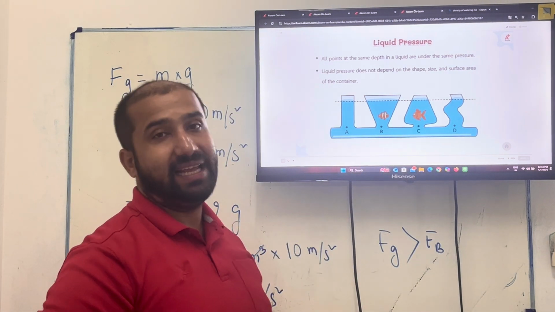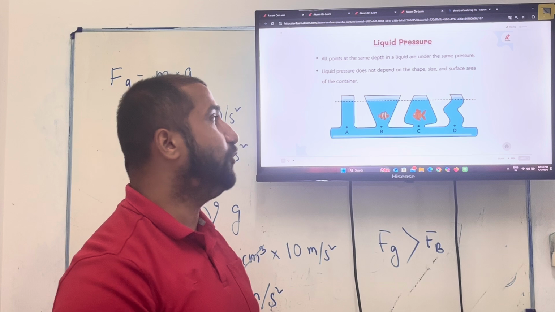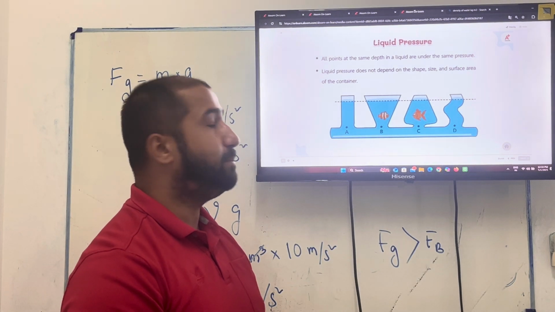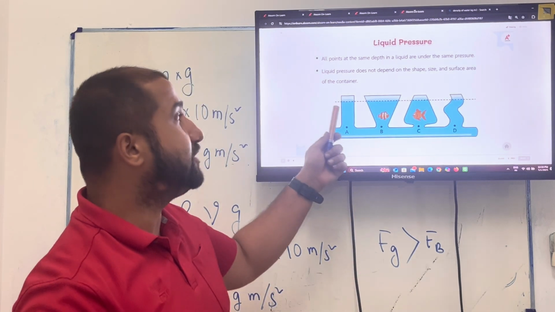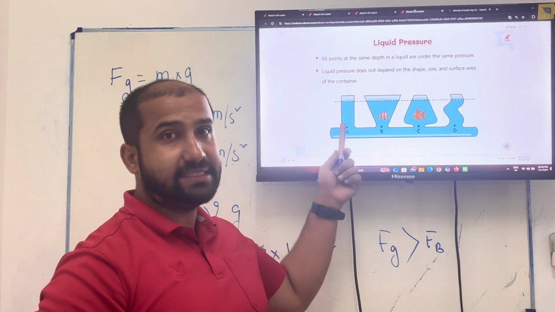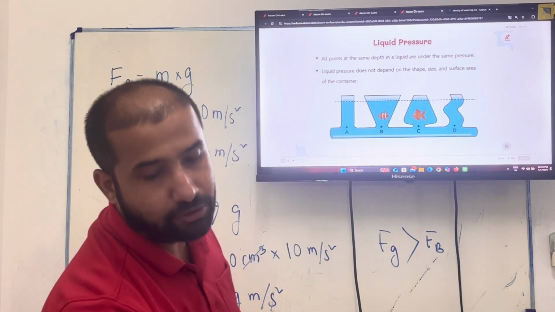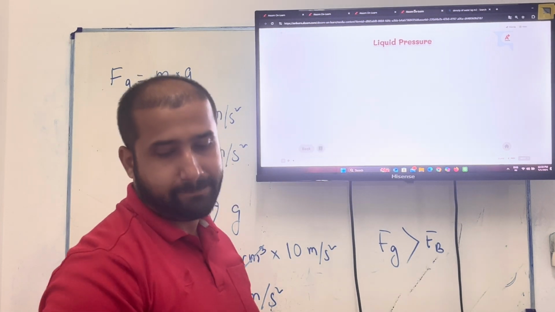For example, we have two fishes at the same level. Both fishes will experience the same amount of liquid pressure. Why? Because they are at the same level of depth. And the liquid is also the same. That means the density of the liquid is the same. That's why the liquid pressure on both the fishes will be the same.